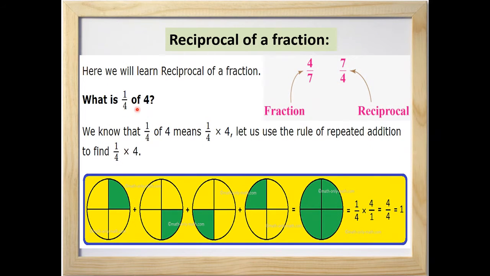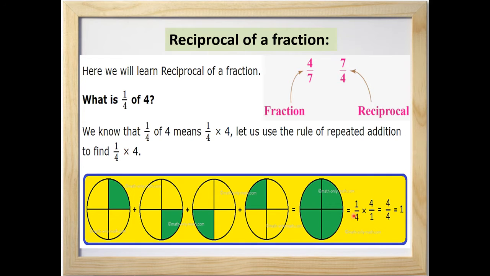So, what is 1/4 of 4? Let us find out. We know that 1/4 of 4 means 1 by 4 into 4. Let us use the rule of repeated addition to find 1 by 4 into 4. From the diagram you can see there are 4 circles where one part is shaded. So 1/4 is added 4 times, that means 1 by 4 is multiplied 4 times.